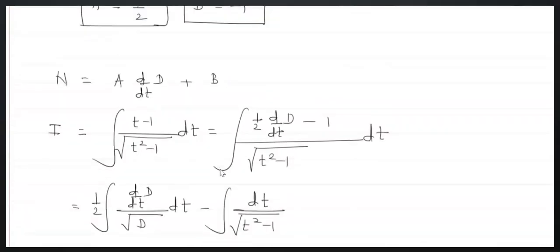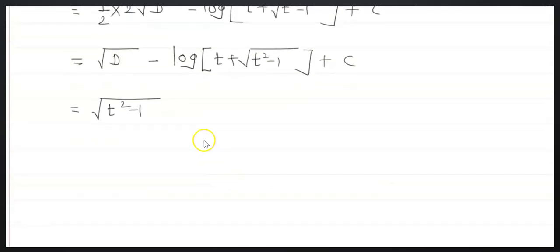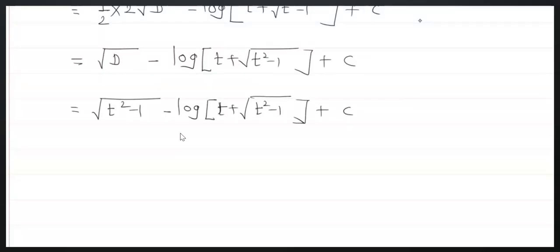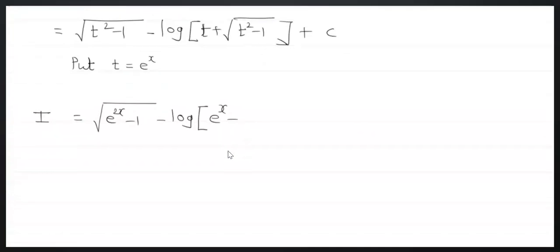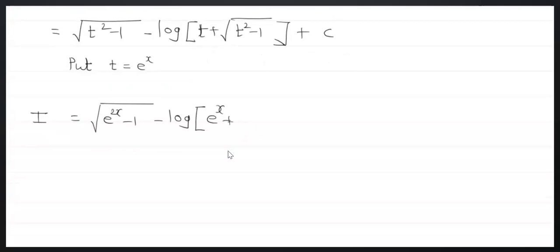The denominator is root of t square minus 1, minus log of bracket t plus root of t square minus 1, plus c. Substitute the value of t. Put t equals e raised to x. Therefore, I equals root of e raised to 2x minus 1, minus log of e raised to x plus root of e raised to 2x minus 1, plus c, and this is the answer.